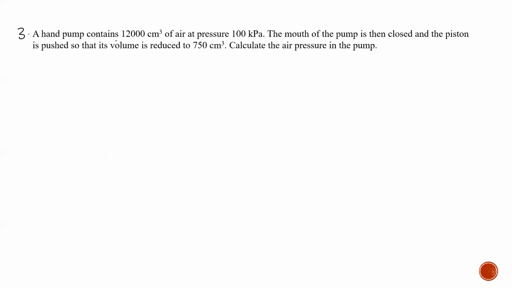Now, a hand pump contains 12,000 centimetre cube of air at a pressure of 100 kilopascal. Centimetre cube actually means volume. Then Pascal means pressure. Okay, so this is P1 V1. The mouth of the pump is then closed and the piston is pushed so that its volume is reduced to 750 centimetre cube. Calculate the air pressure in the pump. So this is P2, this is V2.